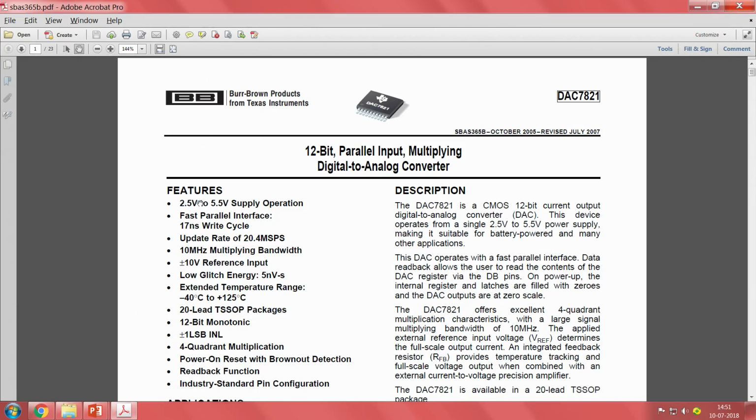So this is the IC that we are looking at, DAC7821. Next we will look at the board, give digital inputs and see what analog outputs come, and check whether whatever we have been discussing actually works on the board, so that you get a sense of completeness.